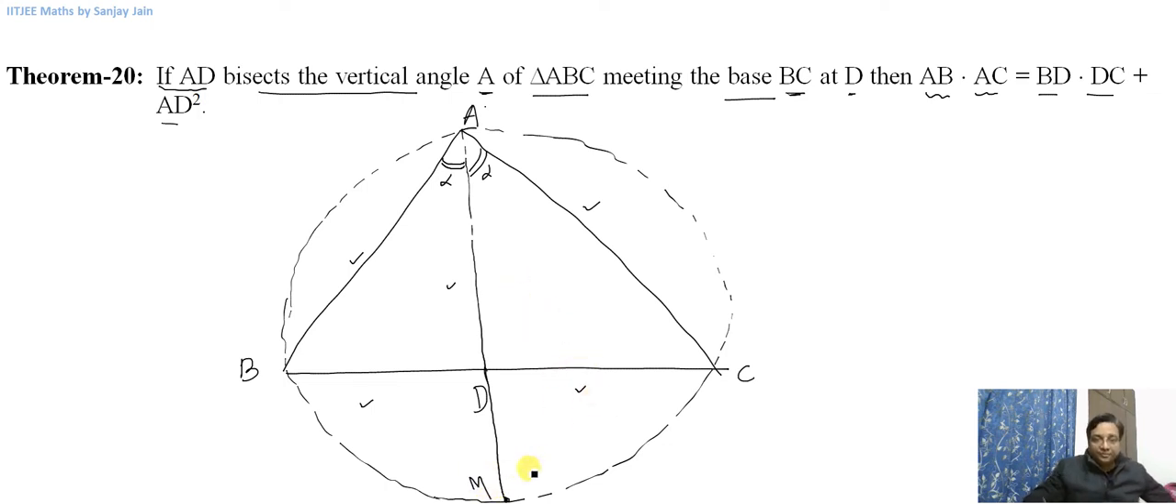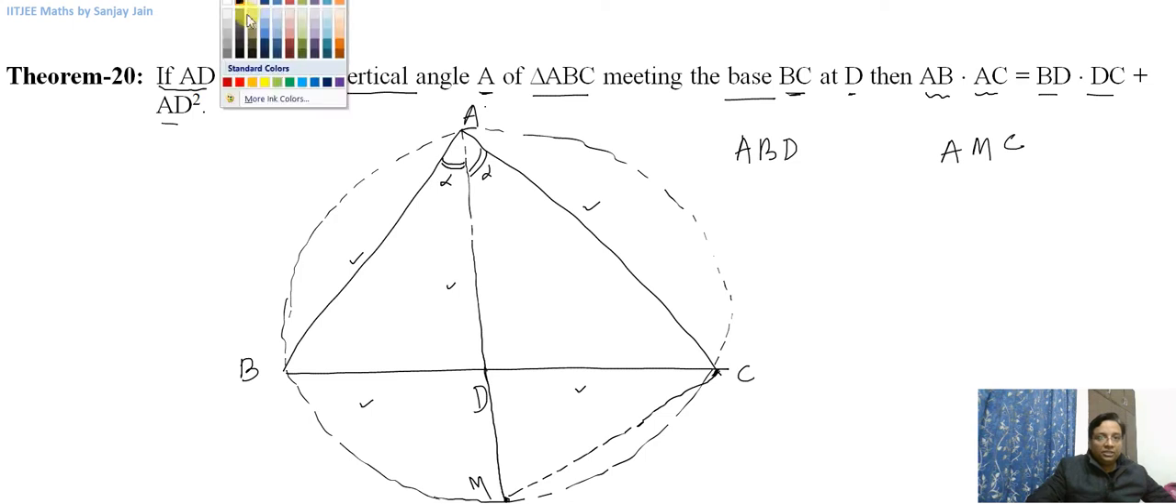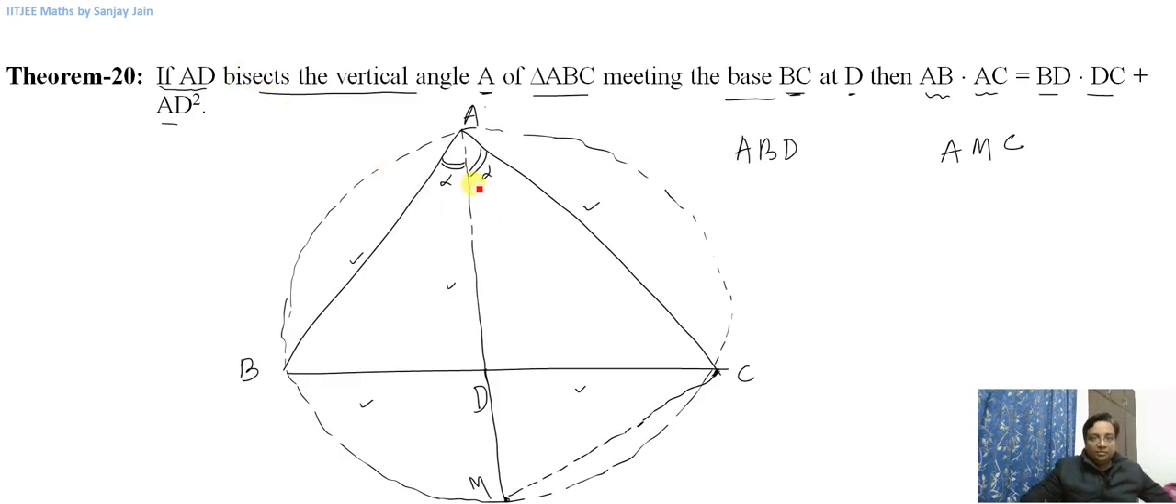If I join this point M with this C, now look at these two triangles, triangle ABD and triangle AMC. I want you to focus your attention on these two triangles. Why? Because in triangle ABD, this angle is equal to this angle in triangle AMC, right? Both of these are alpha because this AD is angular bisector, right?